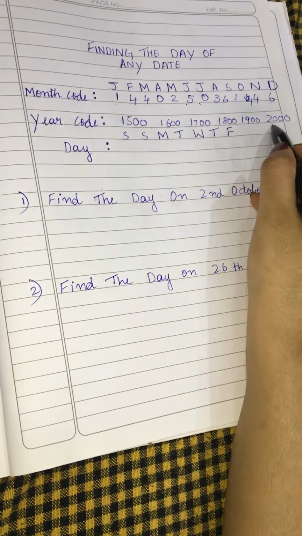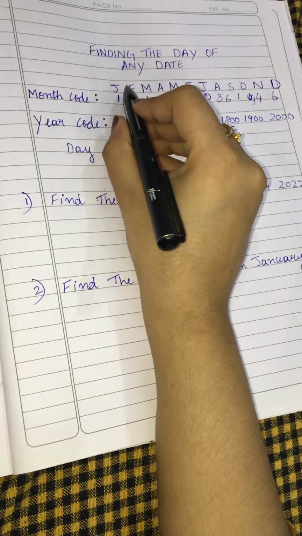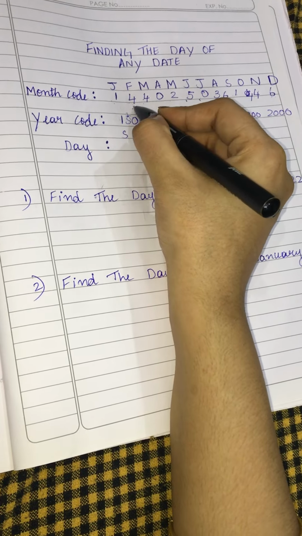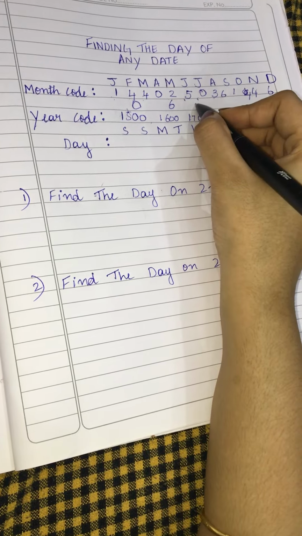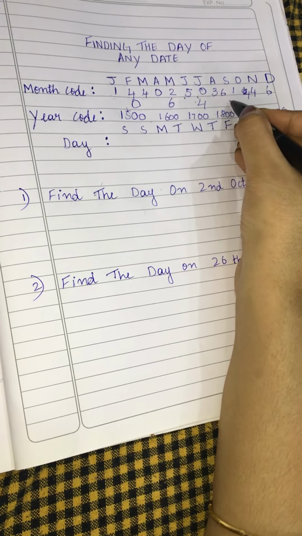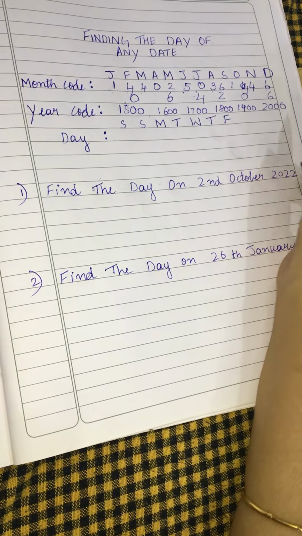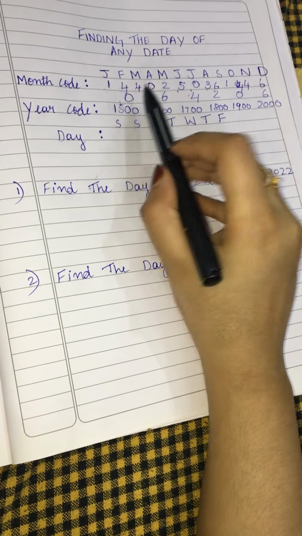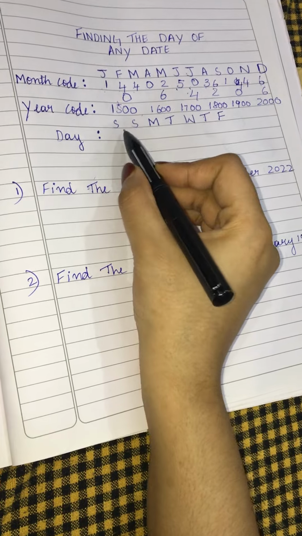So these are the years. What is the code for these years? It is very easy, simpler than this. First we start with 0. The code for this is 6, for this is 4, for this is 2, and again 0 and 6. So the code is 064206. 064206.